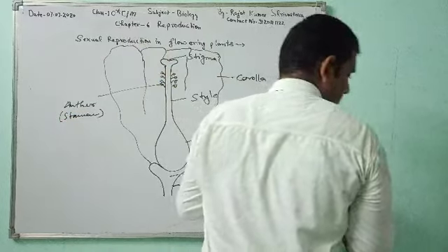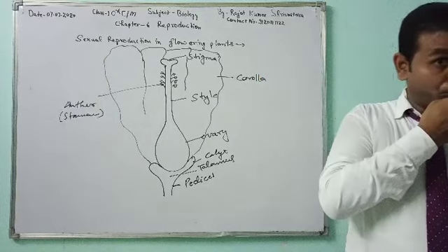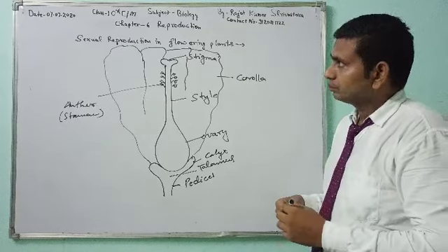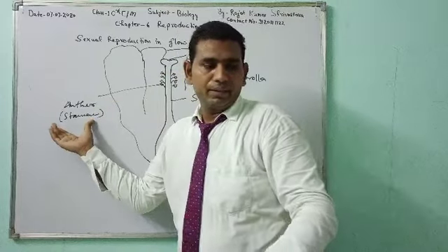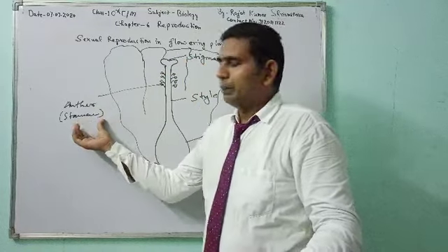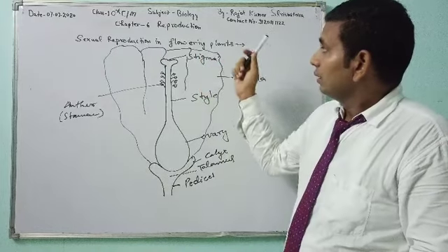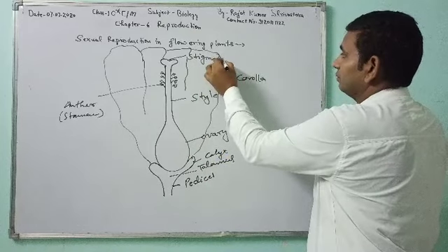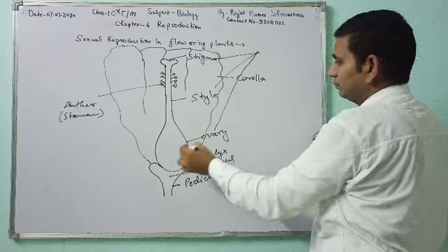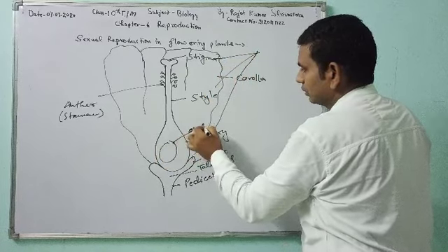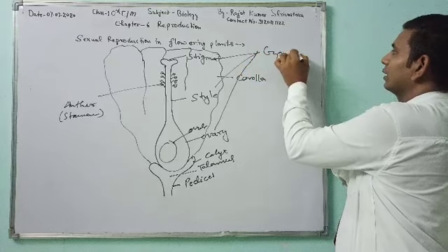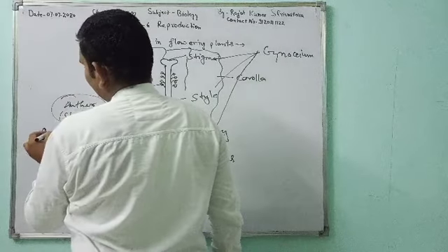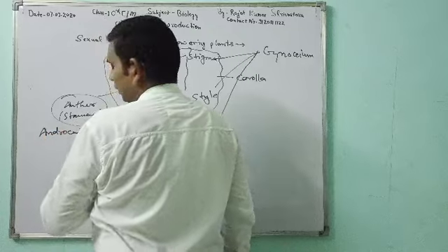The stamen consists of pollen grain. So the 4 parts of the flower of angiospermic plant, this part of stigma, style, ovary and ovule is called gynoecium, and this portion is called androecium.